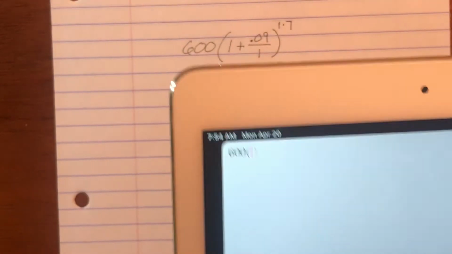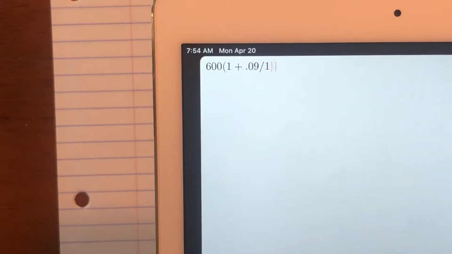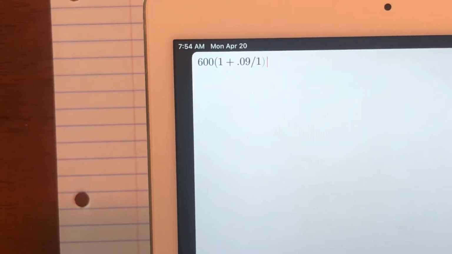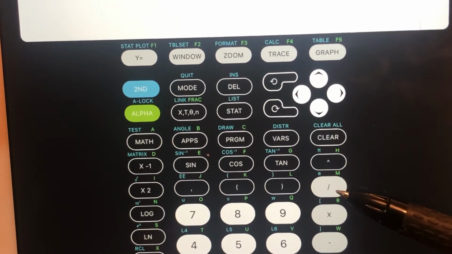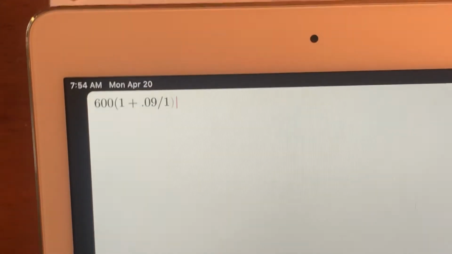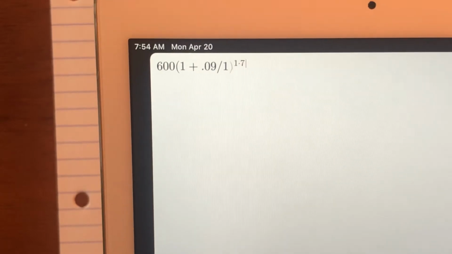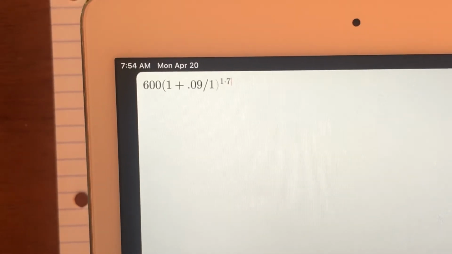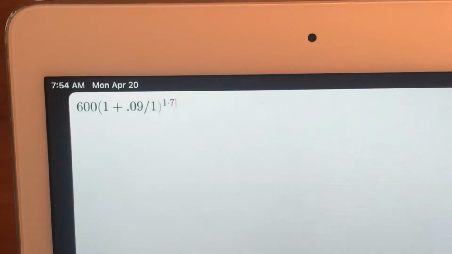So here we go. 600 parenthesis 1 plus 0.09 divided by 1. And now I'm going to get outside of the parenthesis. And I'm going to raise all this to a power. And the button that you use to do that is right here. It's the one, I call it the caret button. It's the one just above the divided by, right there. So on your calculator, you hit that button, and you raise all of this to the 1 times 7 power. So you can see on the calculator, it even looks very similar to what we have written on the paper. That's the nice thing about this calculator.